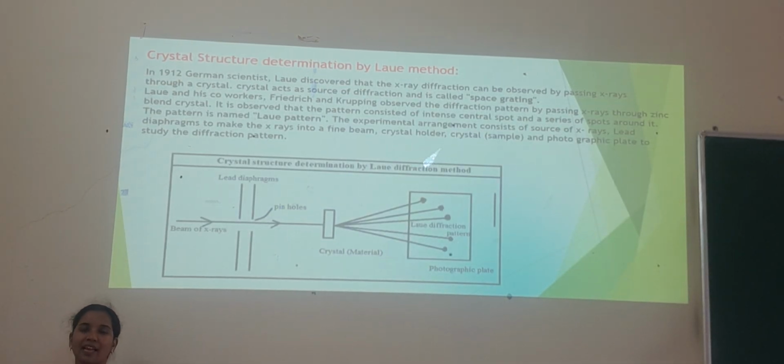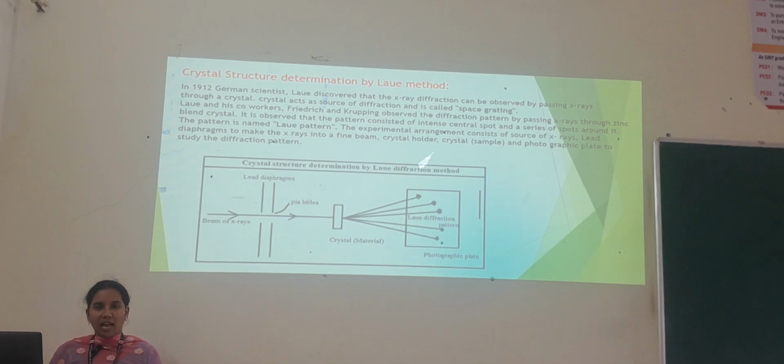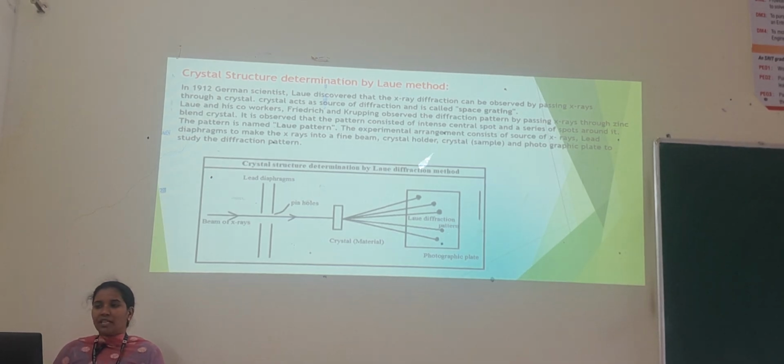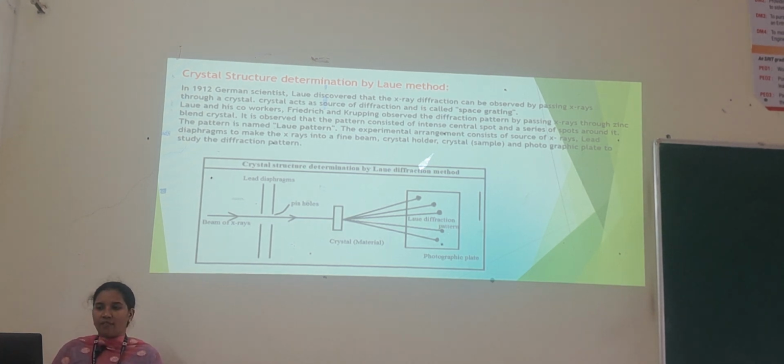Now, another method scientists discovered to determine the crystal structure is the Laue method. In 1912, a German scientist, Laue, discovered that X-ray diffraction can be observed by passing X-rays through a crystal. The crystal acts as a source of diffraction, which is known as a space grating. Laue and his co-workers Friedrich and Knipping observed the diffraction pattern by passing X-rays through a zinc blende crystal. The pattern consists of an intense central spot and a series of spots around it. The pattern is named the Laue pattern.